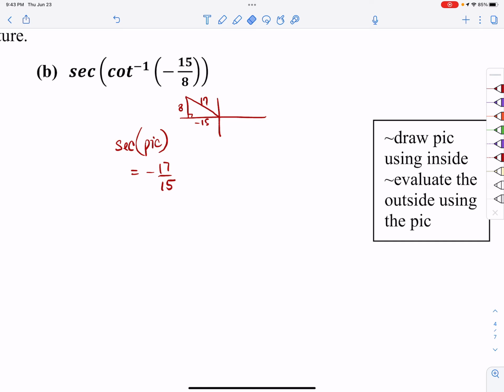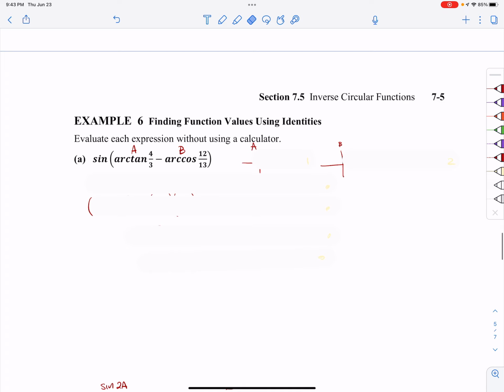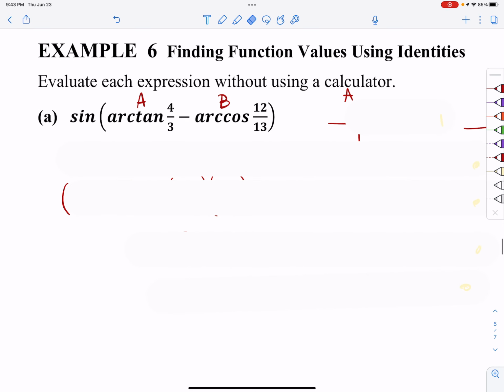All right, now let's head down to example number 6, where we're going to be working with some of our previous identities that we've worked with in other sections. So you'll notice in part A, I'm taking the sine of an angle minus an angle. Just remember, inverses find angles. So the fact that this is an inverse says, hey, this is an angle minus this is an angle. And I decided to name this guy angle A, and I decided to name this guy angle B.